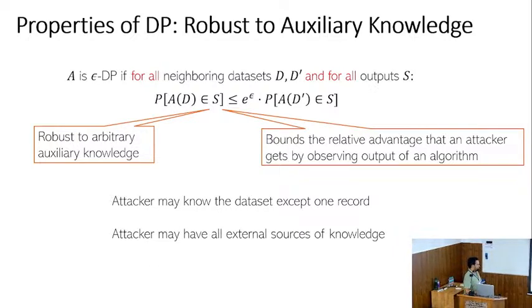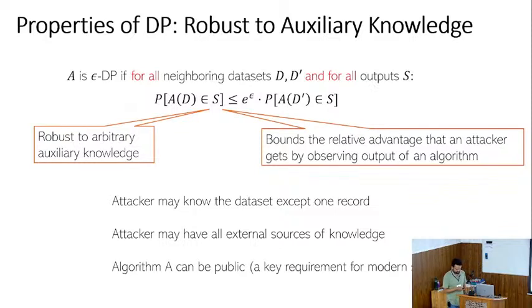What kind of auxiliary knowledge can we protect against? The attacker may know the dataset except the one record that we are trying to protect, so it may know that either D or D' has been used for training. Except for that one record, the adversary may know the dataset. The attacker can have any external source of knowledge, and even the DP algorithm can be public. We can make it public, but we need to hide the random coins of the algorithm.